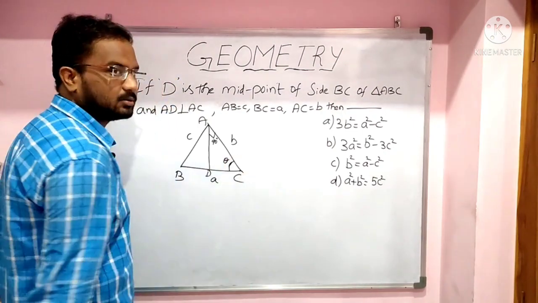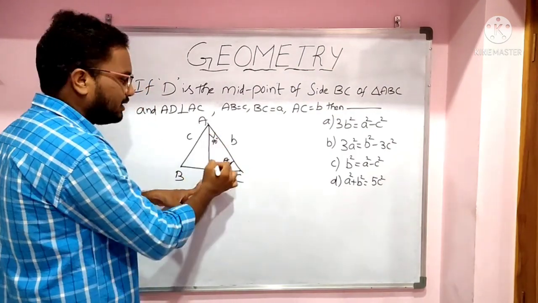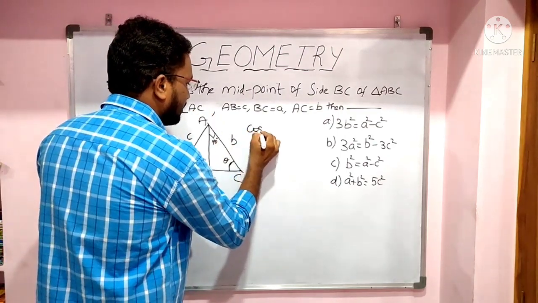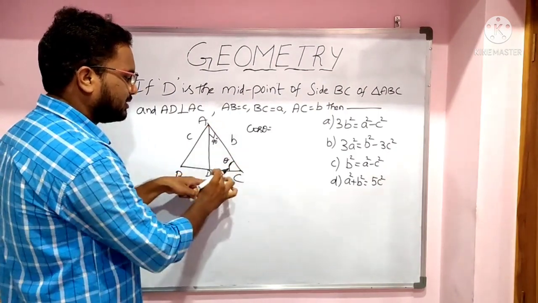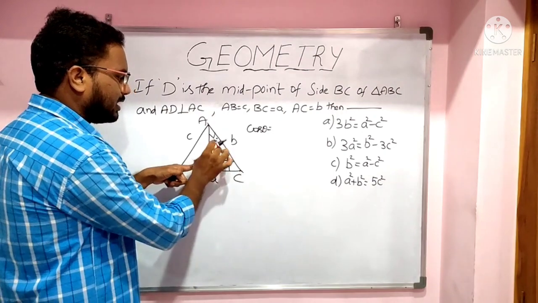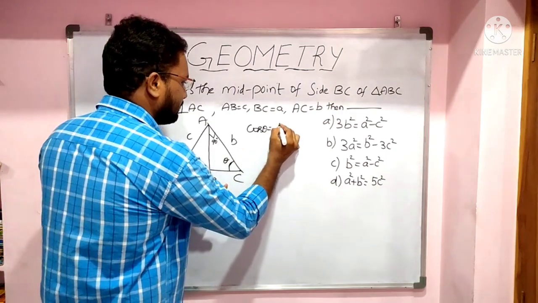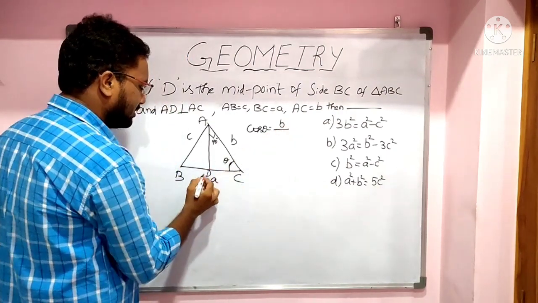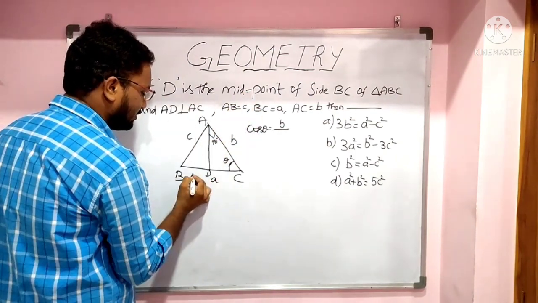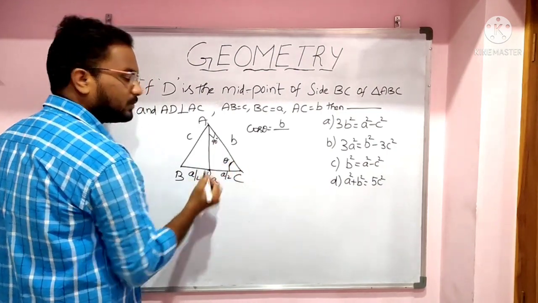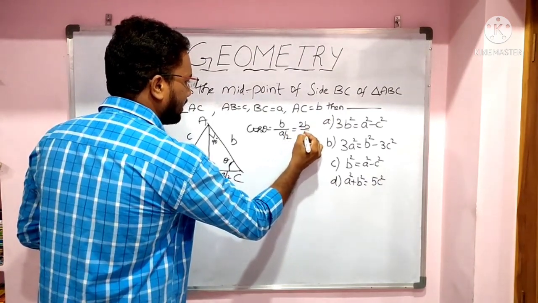So from triangle ADC, cos theta equals adjacent side by hypotenuse. This is the adjacent side and CD is the hypotenuse, since this is 90 degrees. Cos theta equals adjacent side b by hypotenuse. D is the midpoint, so the total value is a, so this will be a by 2 and this will be a by 2. So b by a by 2, that equals 2b by a.